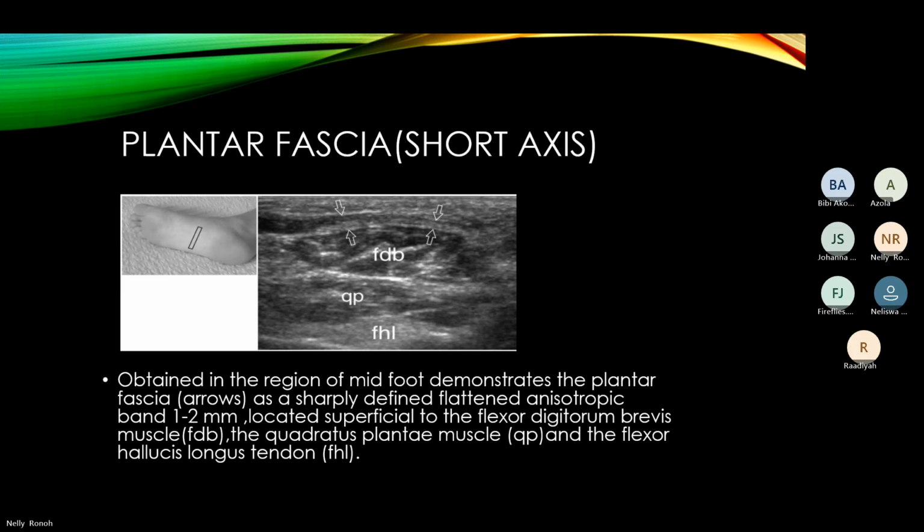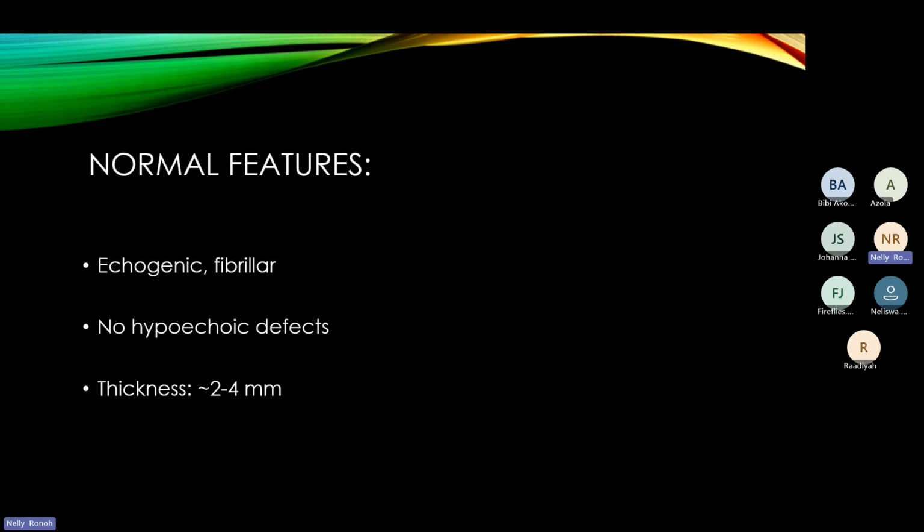The fluid, you have to make sure you're utilizing both the longitudinal and the transverse plane. So what are the normal features that you would find on the plantar fascia? Of course, we've said it is echogenic and it is fibrillar. And echogenic is the same as hyperechoic. It is brighter than the surrounding tissue.